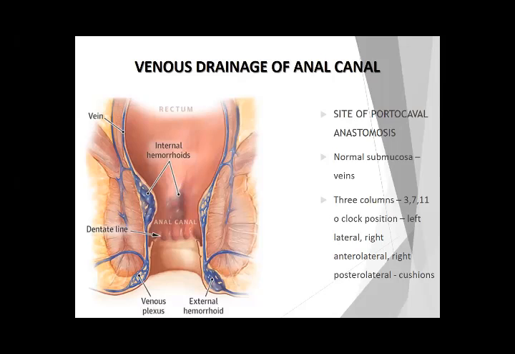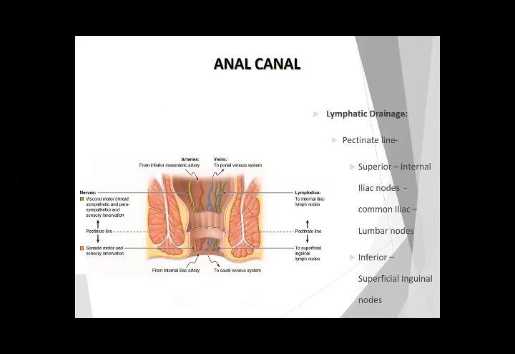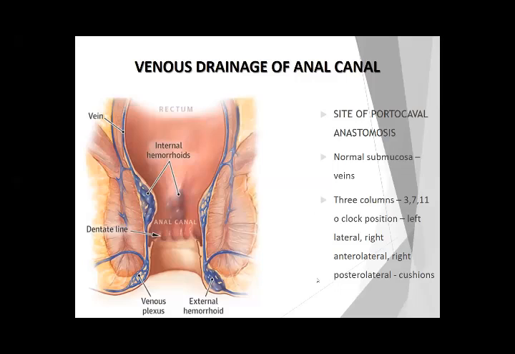But it mentions the position as left lateral. This is the anterolateral and this is the posterolateral. So the arrangement of the veins according to the textbook is the anterolateral, the posterolateral, and the left lateral. Okay? This is all normal.